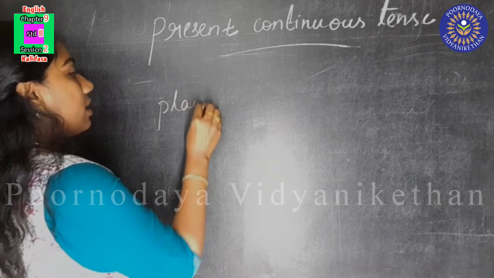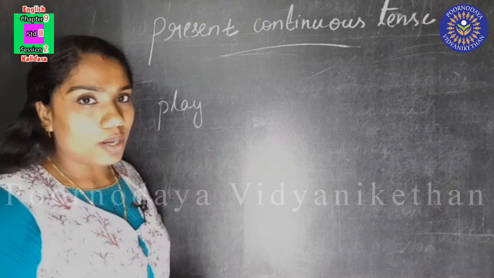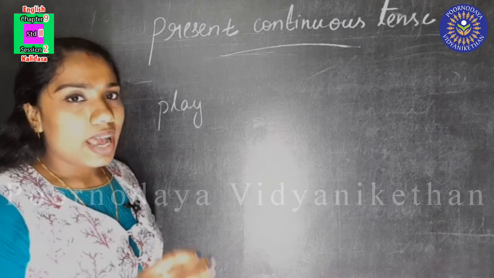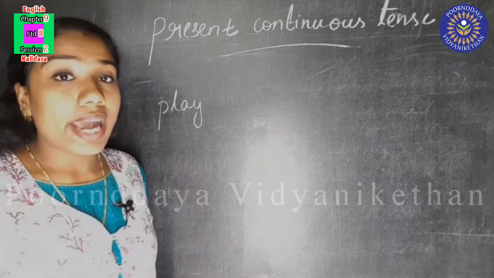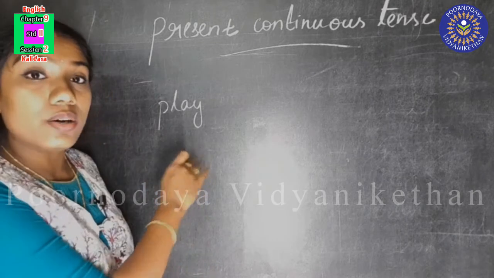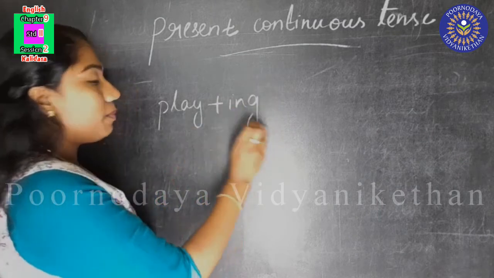Play is a verb. We know that play is a verb. So, what is a verb? An action word is called a verb. Play is an action word. Play is the verb. Now, we'll add ing with play.